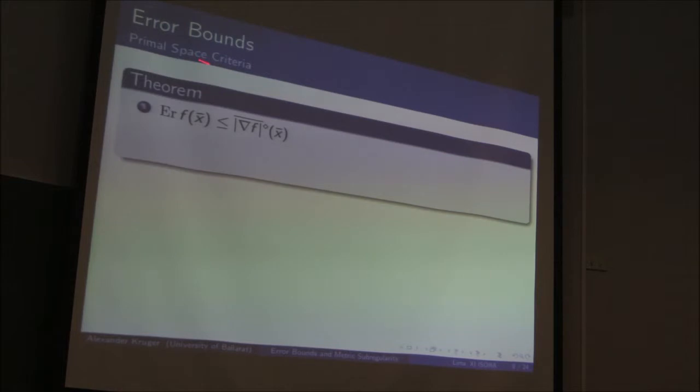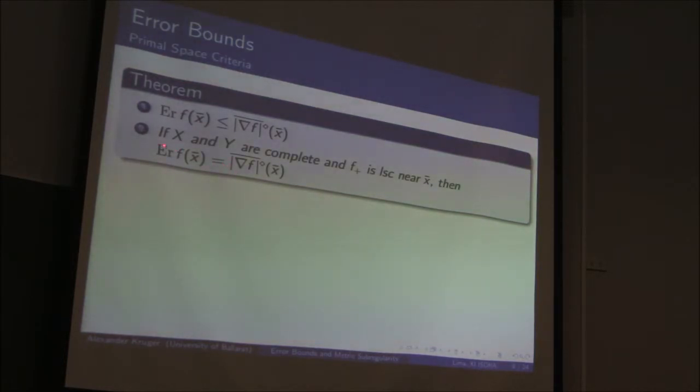The first primal space criterion for error bounds. The first part of this theorem is this inequality, which is for free, nothing to prove. It just follows from the definition, and it is a necessary condition of error bounds. If this is positive, then this constant is positive as well.